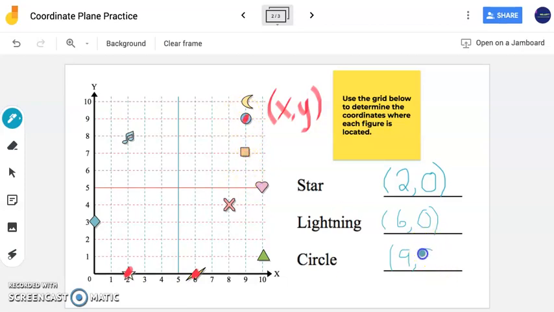So that means my y value is going to be 9, giving me an ordered pair of (9, 9). Now I can confirm that this is correct because if I find my point on that circle and I look down, I see that my x is 9, and I look to the left and I see that my y value is 9 as well, confirming that the ordered pair (9, 9) can be used to describe the location of the circle on this coordinate plane.